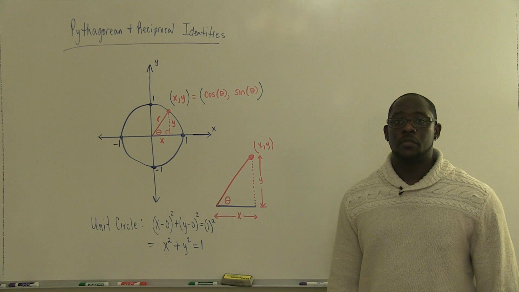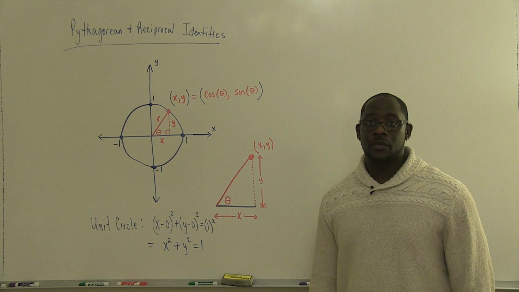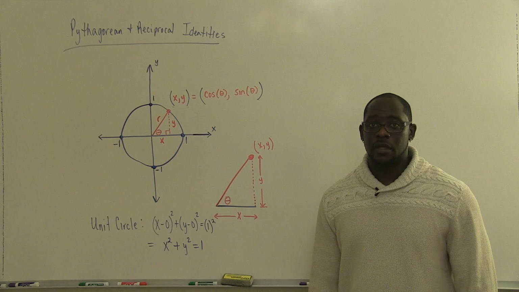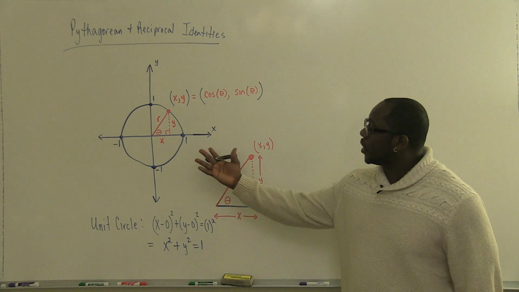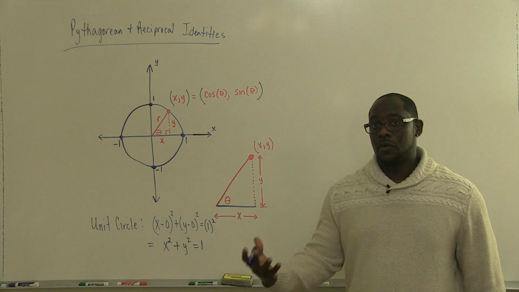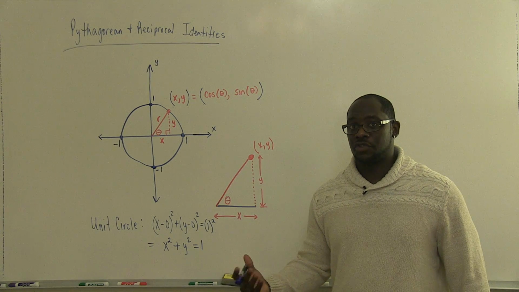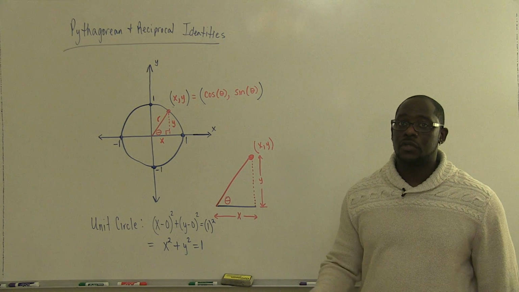This particular lesson will be on how to derive the Pythagorean identities as well as the reciprocal identities for trigonometry. We start off by looking at the unit circle because we know pretty much everything that we do in trigonometry at some point in time will come from the unit circle.